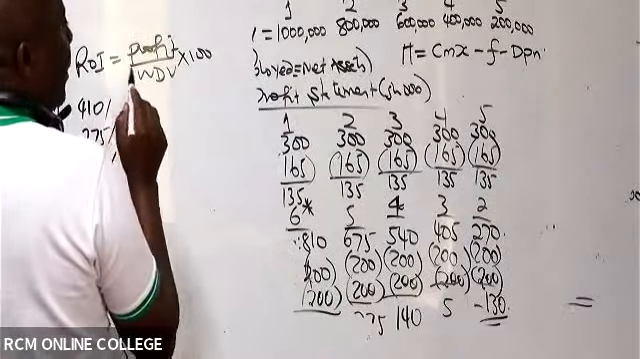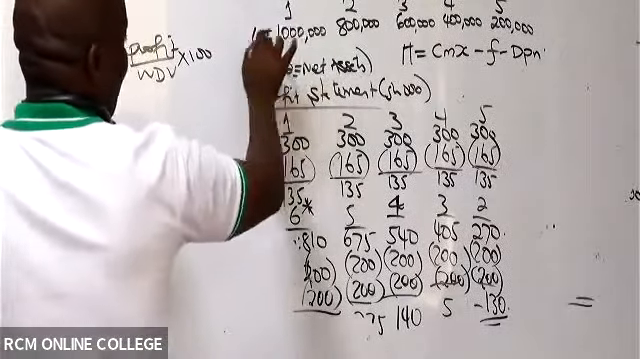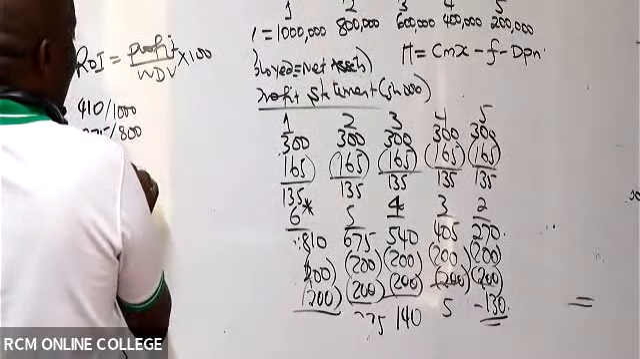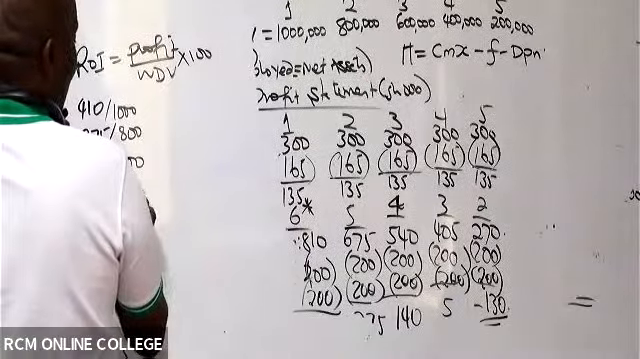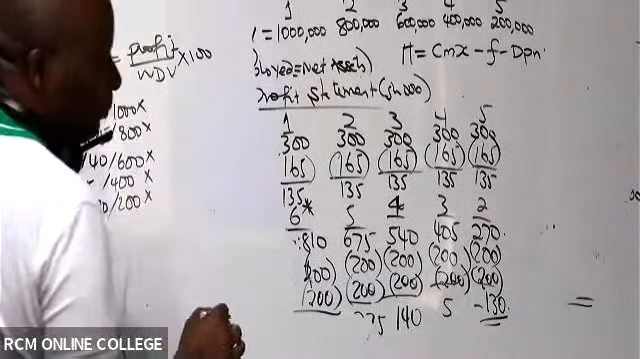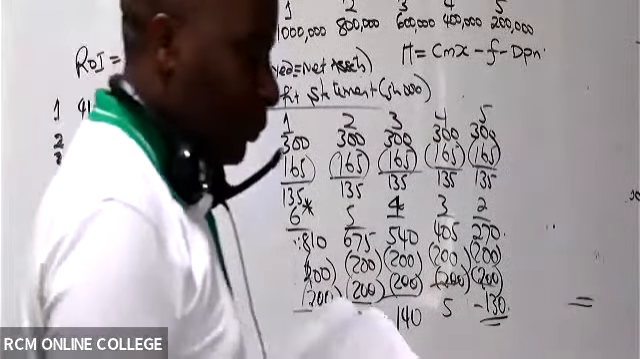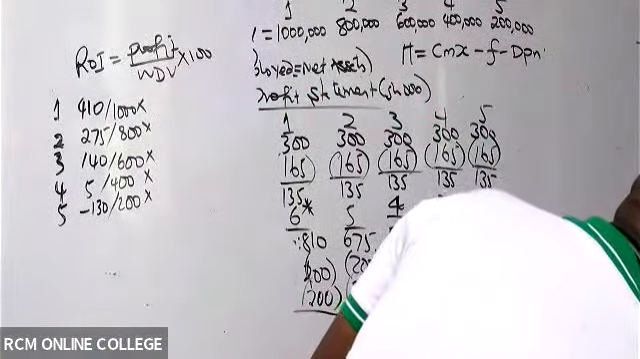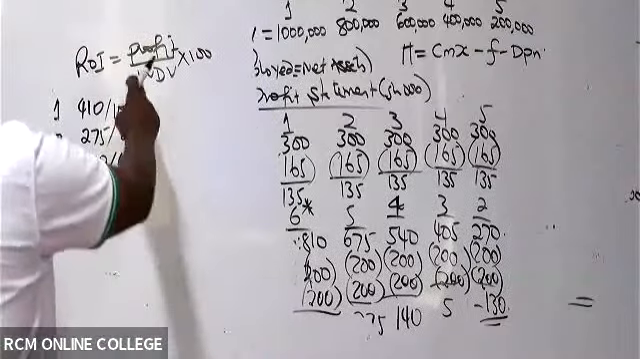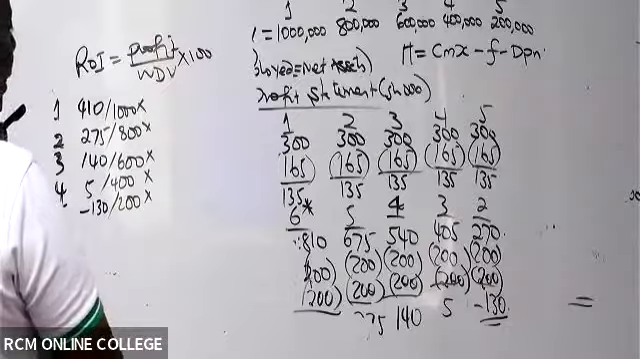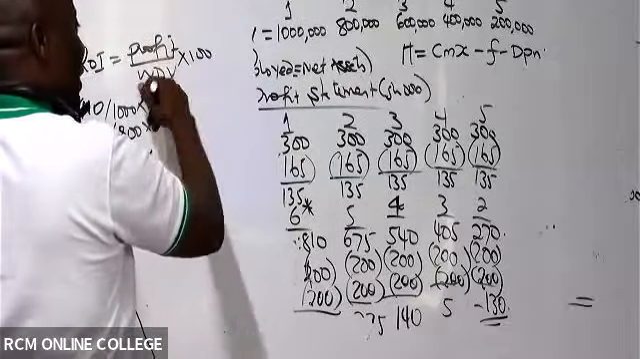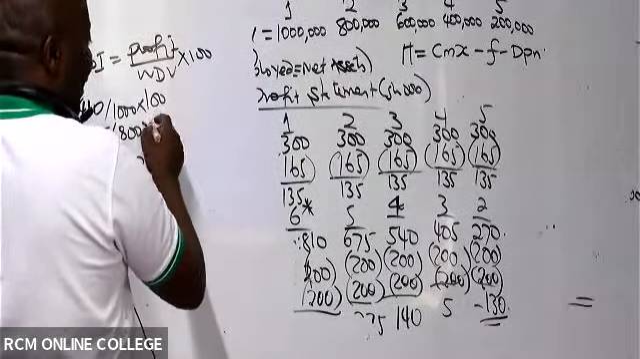So you divide these by the beginning written down values in thousands: divided by 1,000, by 800, by 600, by 400, by 200, times 100. Written down value is the same as capital employed. I'm introducing this because at times the examiner keeps on using them interchangeably.